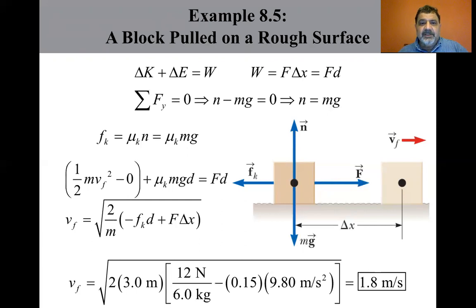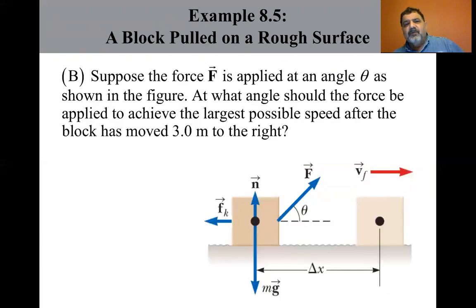Okay, now let's add an angle in here. Suppose the force F is applied at an angle theta, as shown in the figure. At what angle should the force be applied to achieve the largest possible speed after the block is moved 3 meters to the right?